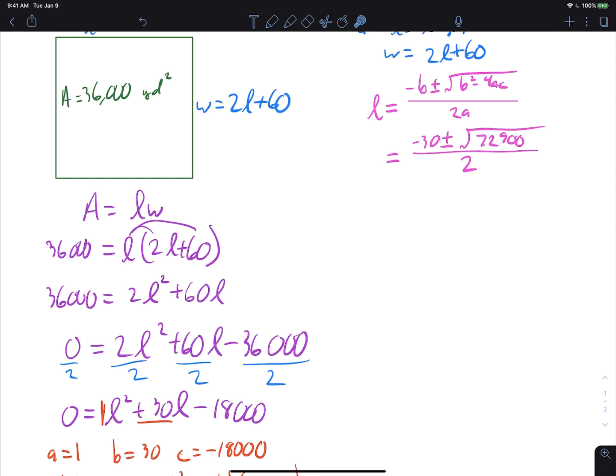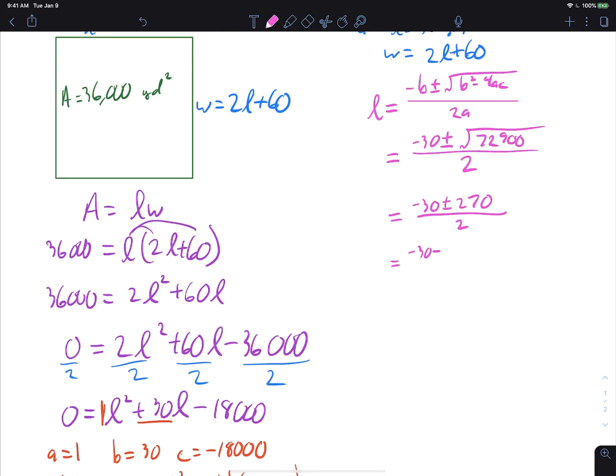In fact, I recommend it. Use the alpha y equals enter on the calculator and do that. I'll go ahead and show you that at the end of this video so you can see how that works. But if you don't want to do that yet, you can go ahead and just do the square root of 72,900. Type that into the calculator and that will give you 270. So that's negative 30 plus or minus 270 all over 2.